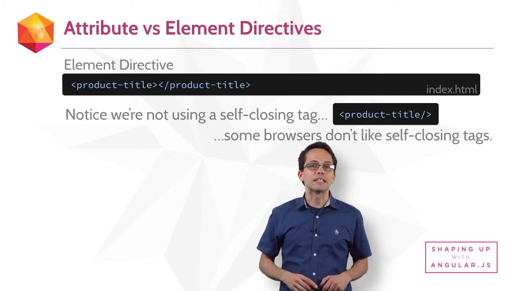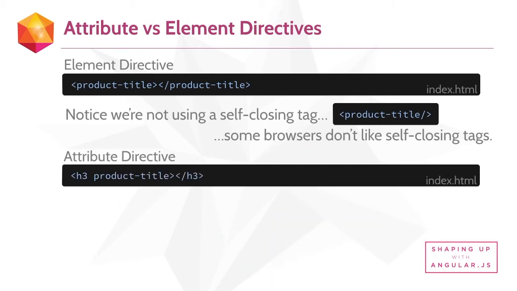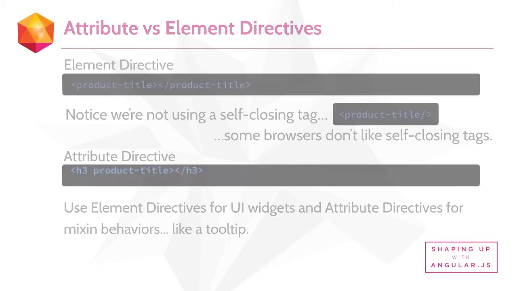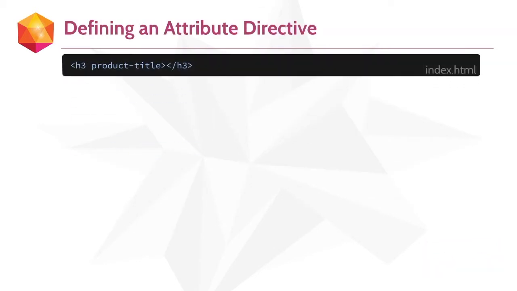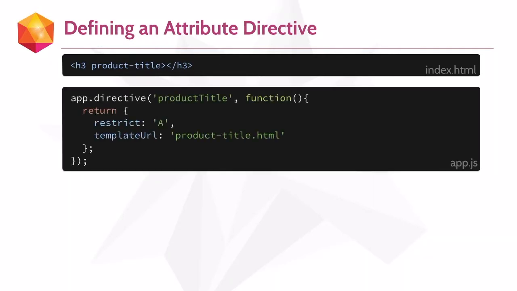If we wanted to write this directive as an attribute directive, it might look like this, where we specify product title as an attribute inside an H3 element. It's best practice to use an element directive when you're doing things like UI widgets, and attribute style directives when you have things like mixins, which add behaviors to HTML, like maybe a tooltip. If we wanted to use a directive attribute instead, our definition would look slightly different. We'd specify restrict A, because in this case, A stands for attribute, and then we could properly use an attribute directive.